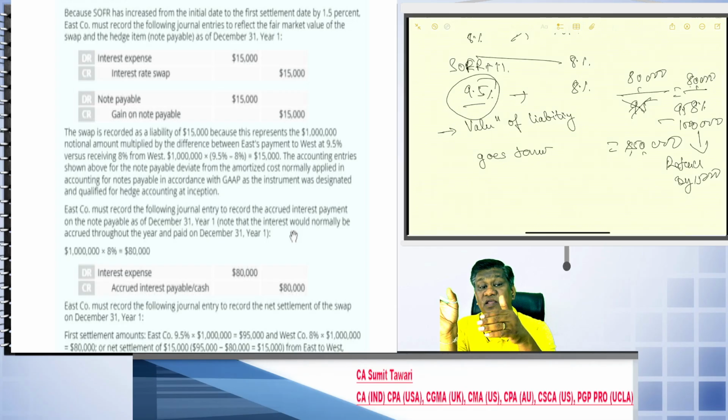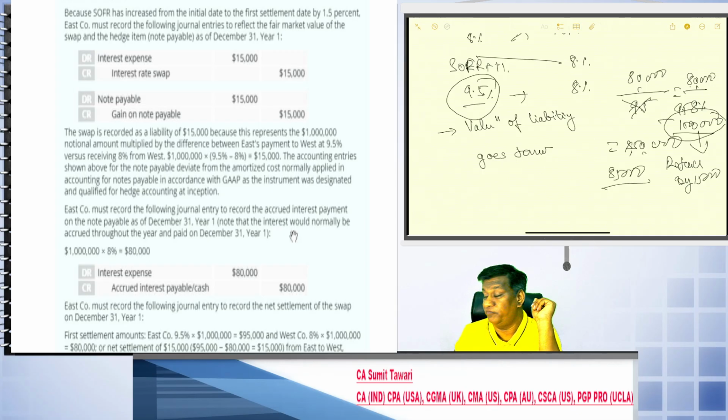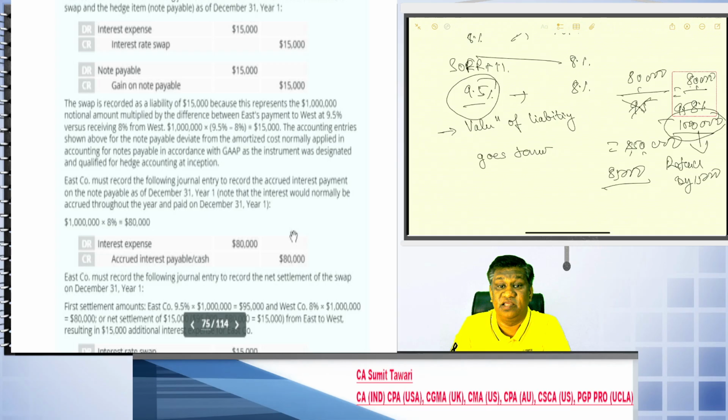But if now the market rate is 9.5% and I am paying 80,000, the valuation of the liability may go down. So that will reduce the valuation of my liability. So 1 million is now 850,000 because of the interest rate. So that gain I am going to recognize here. Note payable account debit, gain on note payable credit.